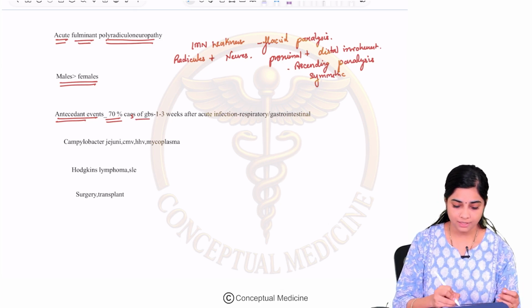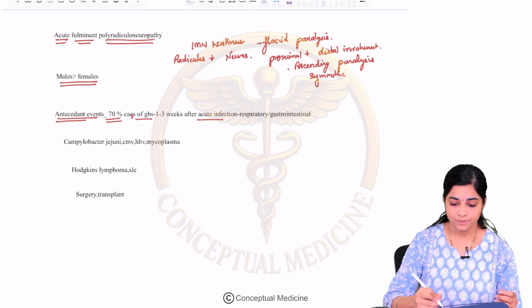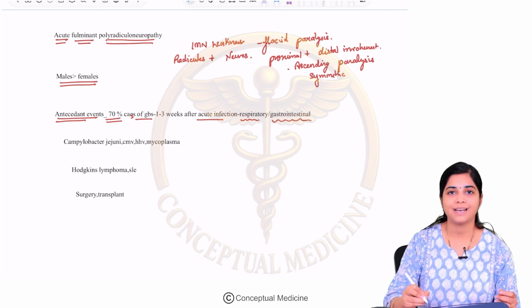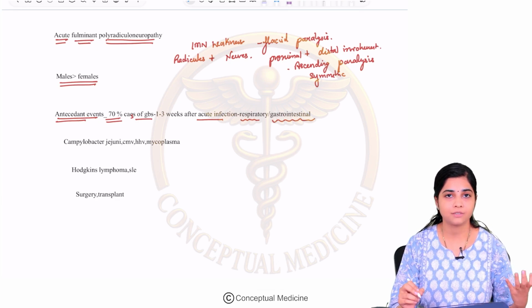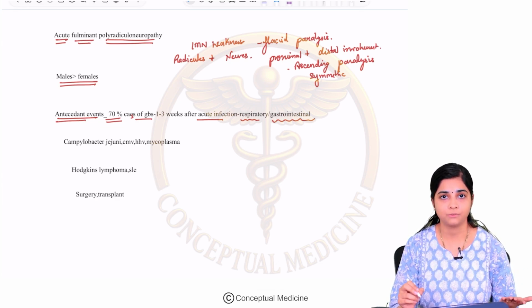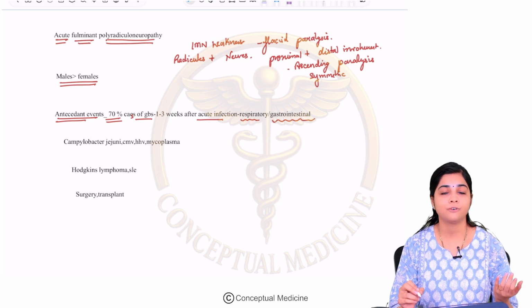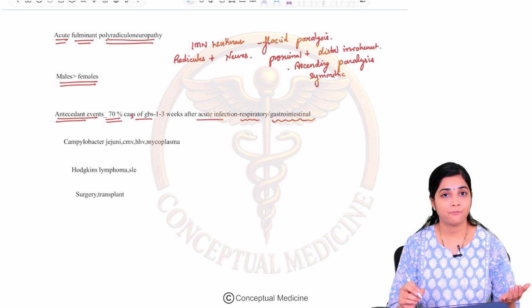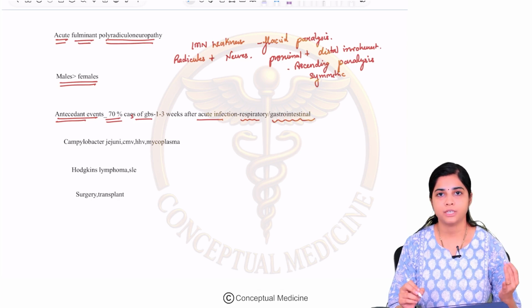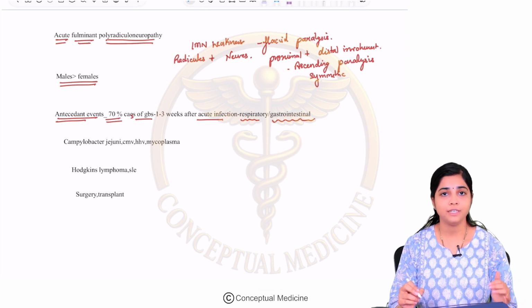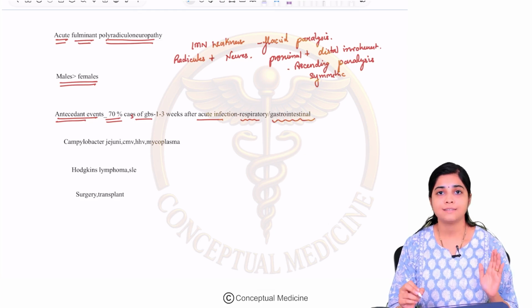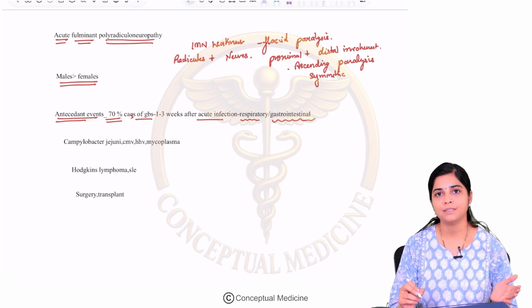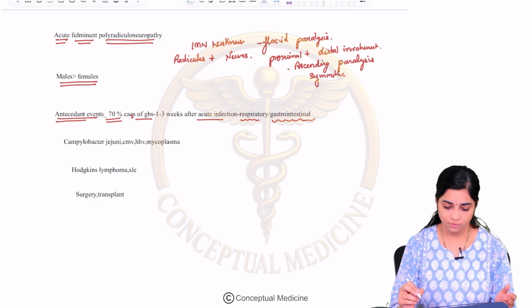So 70% of the cases of GBS have some form of acute infection, predominantly respiratory or gastrointestinal. A history of upper respiratory tract infection, cold, cough, fever in the past 1 to 3 weeks, or a history of diarrhea in the past 1 to 3 weeks, followed by a flaccid paralysis, you should think of GB syndrome. So 70% of individuals have some kind of antecedent event 1 to 3 weeks prior to the paralysis.